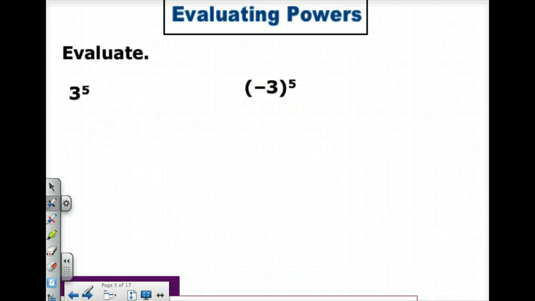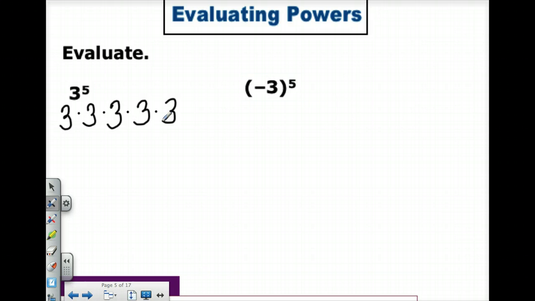This is where we now will need our calculators. We will evaluate our powers. Evaluate means solve, do the math. So we have 3 to the 5th power. Do not tell me that is equal to 15. Remember, take the base. It is a factor of itself, however many times the exponent is given. So we have 3 to the 5th power, which is 3 times 3 times 3 times 3 times 3.